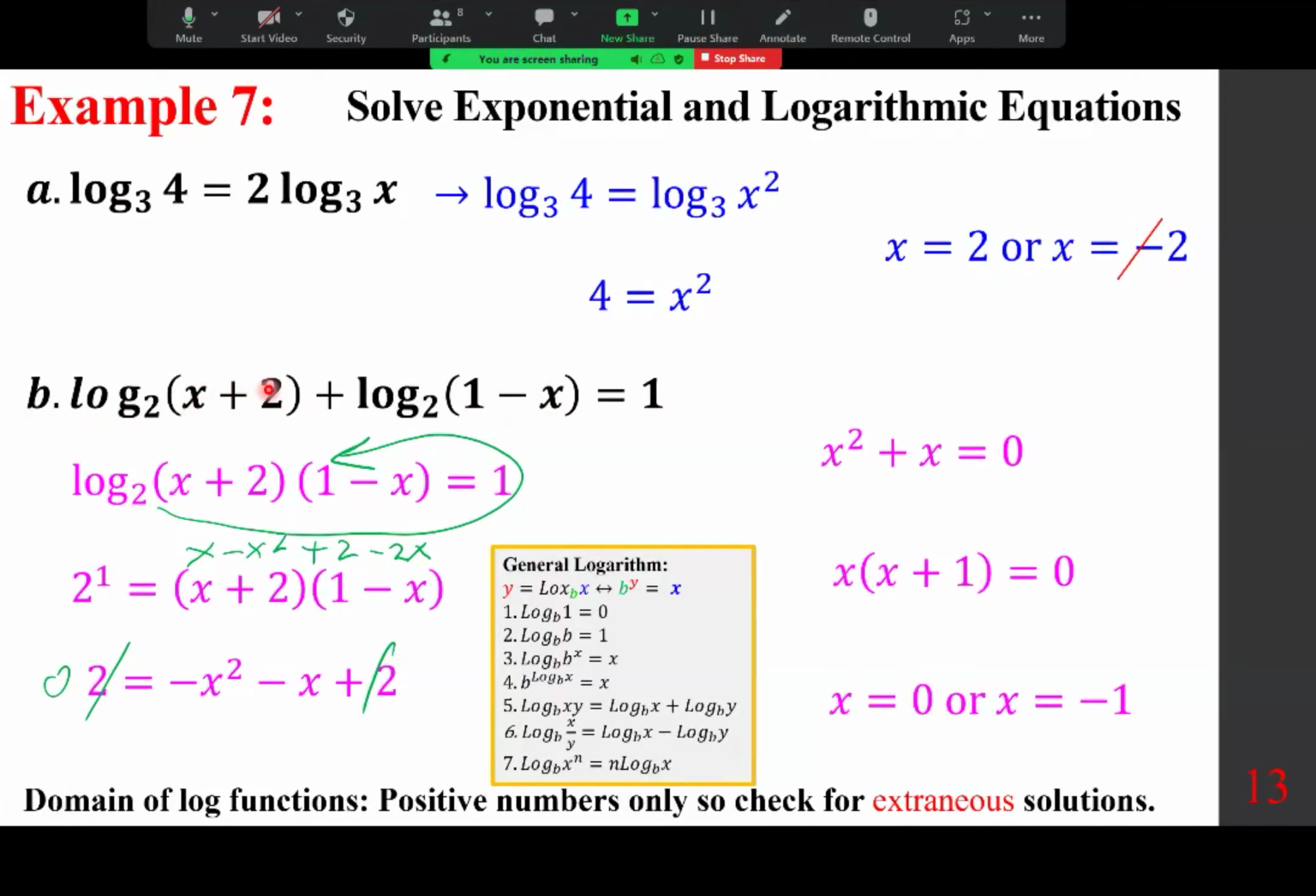Negative 1 plus 2 gives us positive 1. That's good. Negative 1 times negative 1 makes it positive 1, and 1 is 2. So both of them are acceptable. So we did check both of them. You must check both answers.